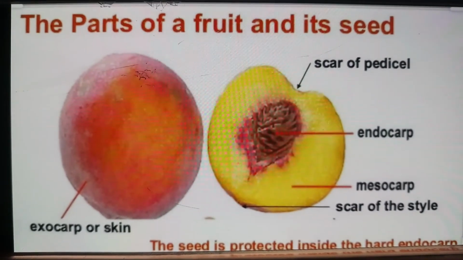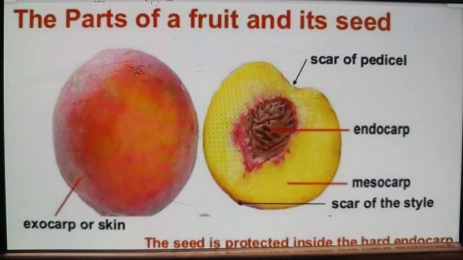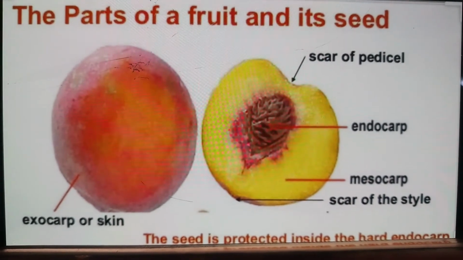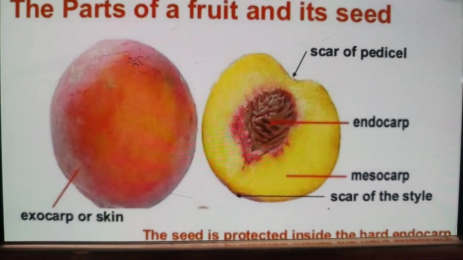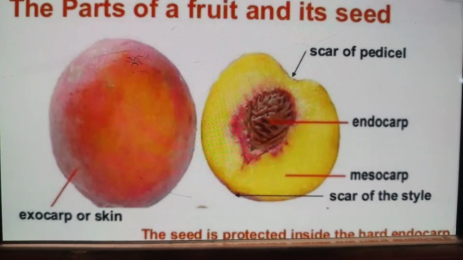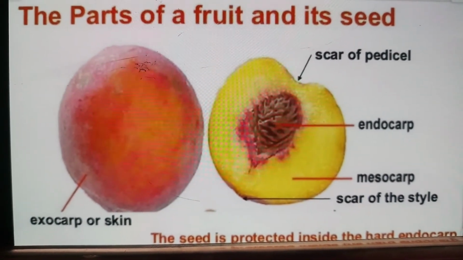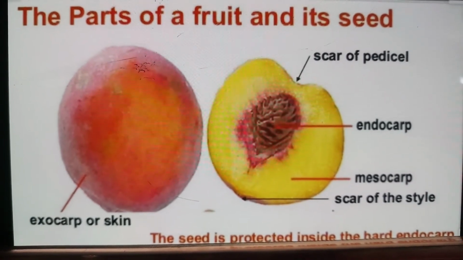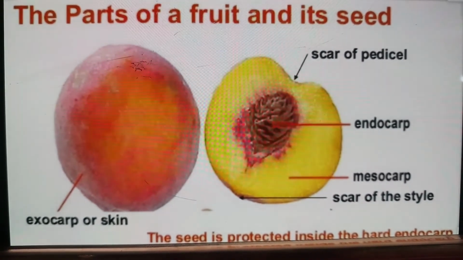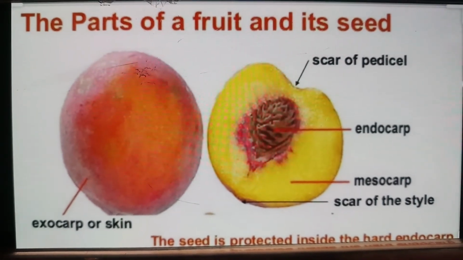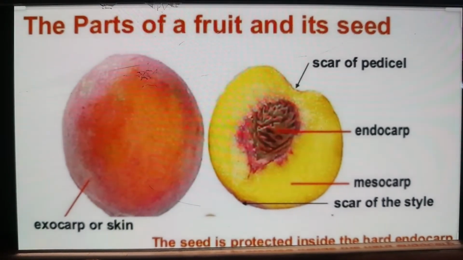This is another example, that is plum, where you can see the three different layers of pericarp and you can see the seed which is enclosed within it. So the main function of the fruit is to protect the seed from animals and other adverse environmental conditions. So that is the reason why the seed is enclosed within the fruit.